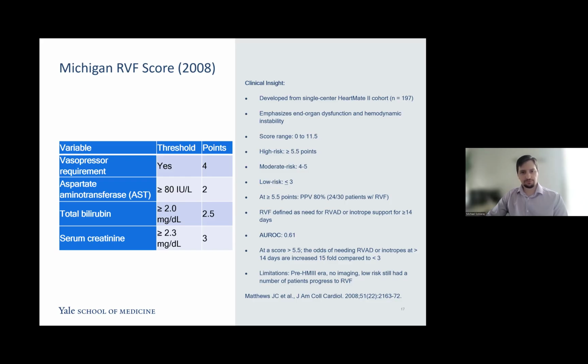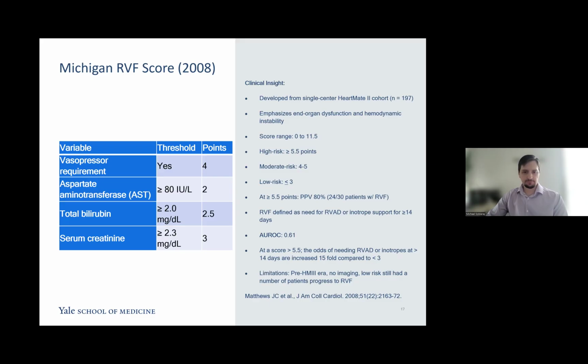24 of the 30 patients with RV failure actually were predicted by the score to go into RV failure. They defined RV failure as a need for RVAD or inotrope support for 14 days. The area under the receiver operating curve, though, was not super great or strong. It was 0.61. But a score of greater than 5.5 is predicting basically a 15-fold increase in the risk compared to someone who would be in the lower risk category of less than 3, which is a pretty substantial change.